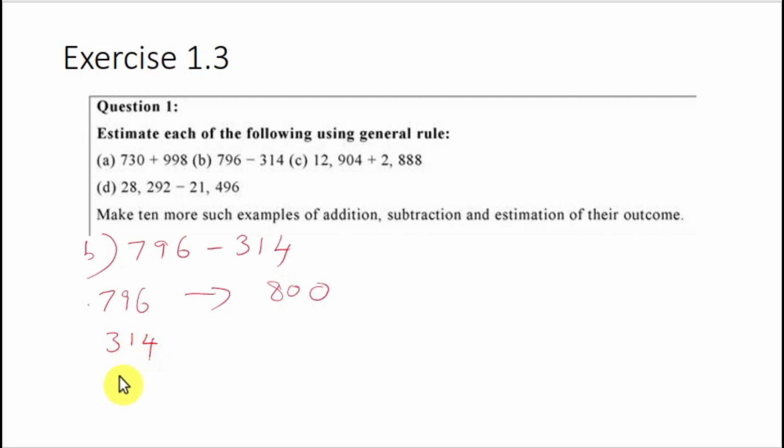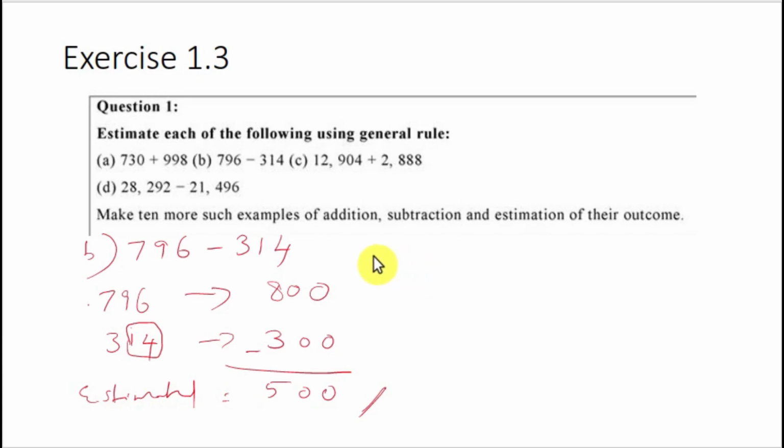314, when we are rounding to the nearest 100, we have to see this 14. 14 is close to 0. So this is 300. So when we are subtracting 800 minus 300, the estimated difference is 500.